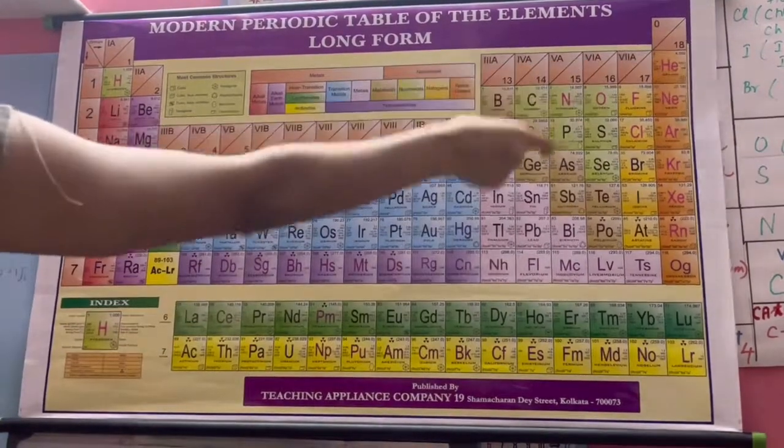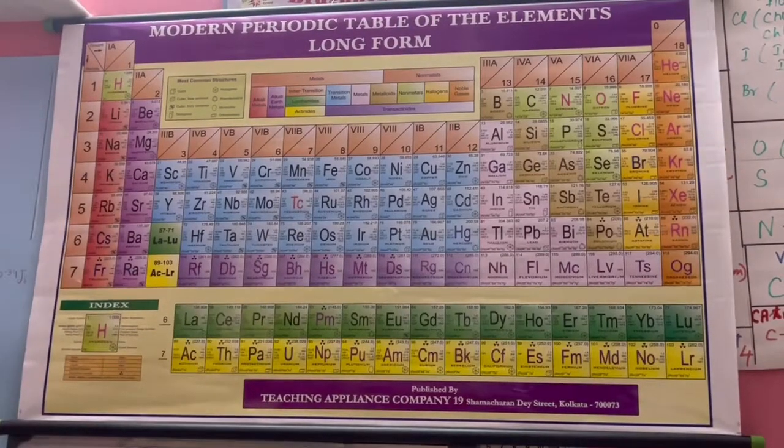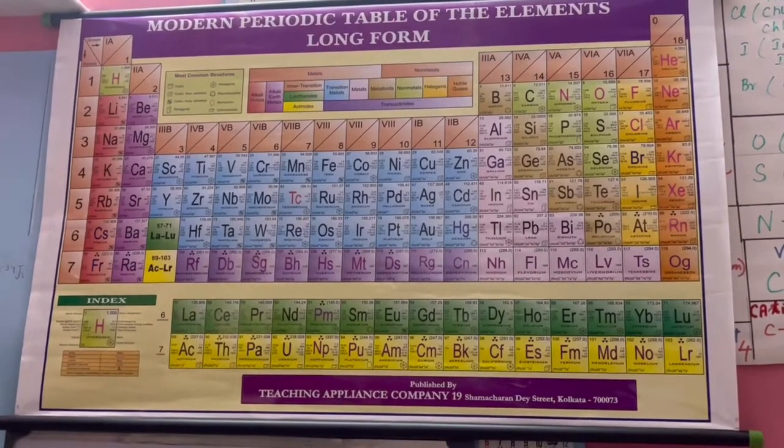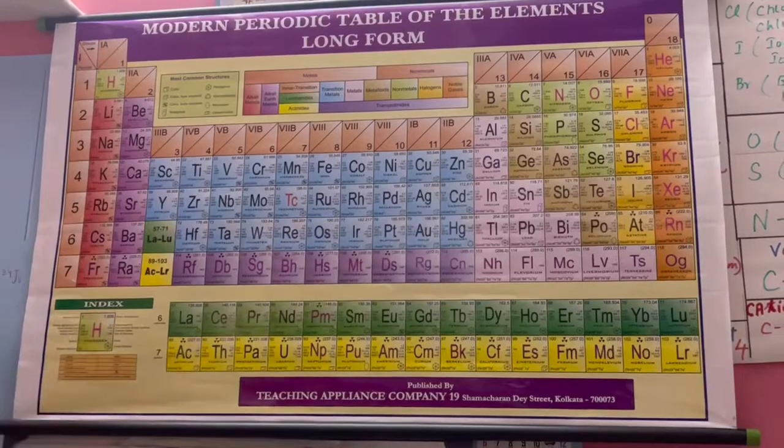And group 18 is known as the noble gases because they are highly stable, they have zero valency, they do not react.